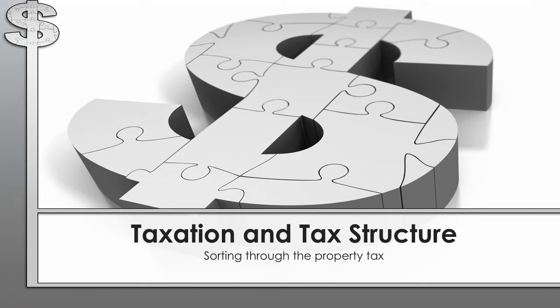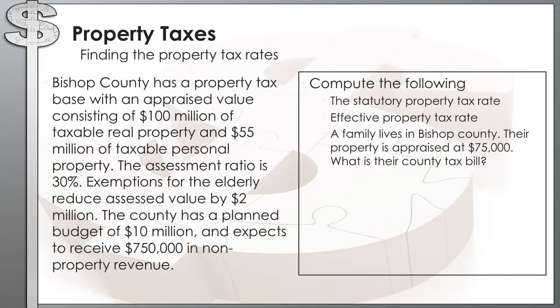Use the provided lesson notes on state and local government tax structure to follow along with this video. So now what we're going to do is learn how to calculate the following. We're going to calculate the statutory property tax rate, the effective property tax rate, and the property tax bill for a family who owns property that's worth $75,000.